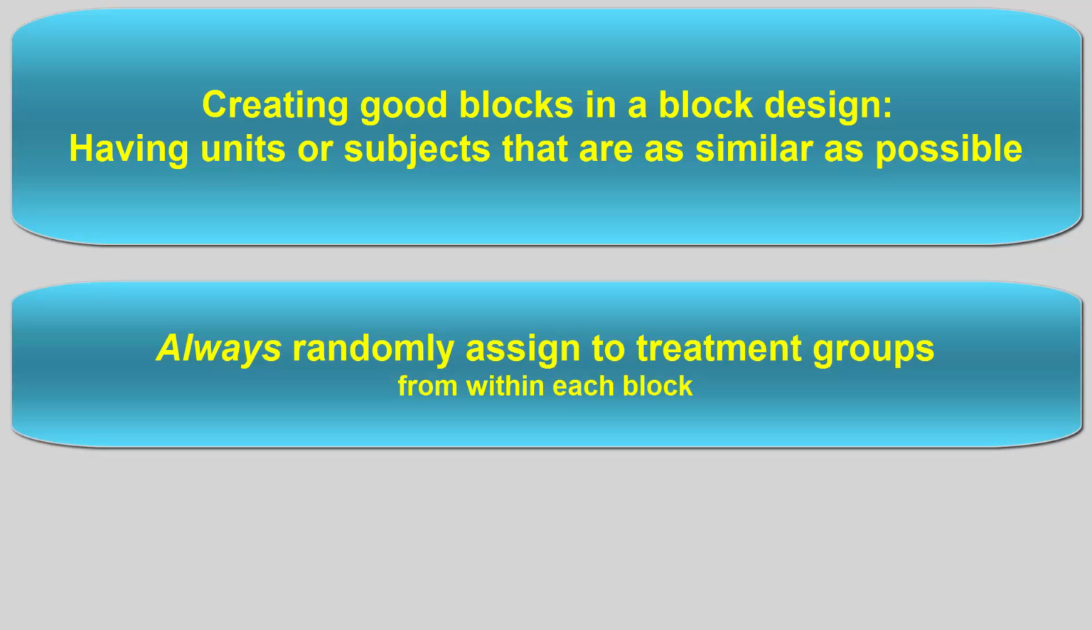Once a block is formed, you'll need to number the units and use a random digits table or other legitimate randomizing technique to randomly assign units to the treatment groups. In this video, I want to introduce you to various types of problems for which blocking is wise.